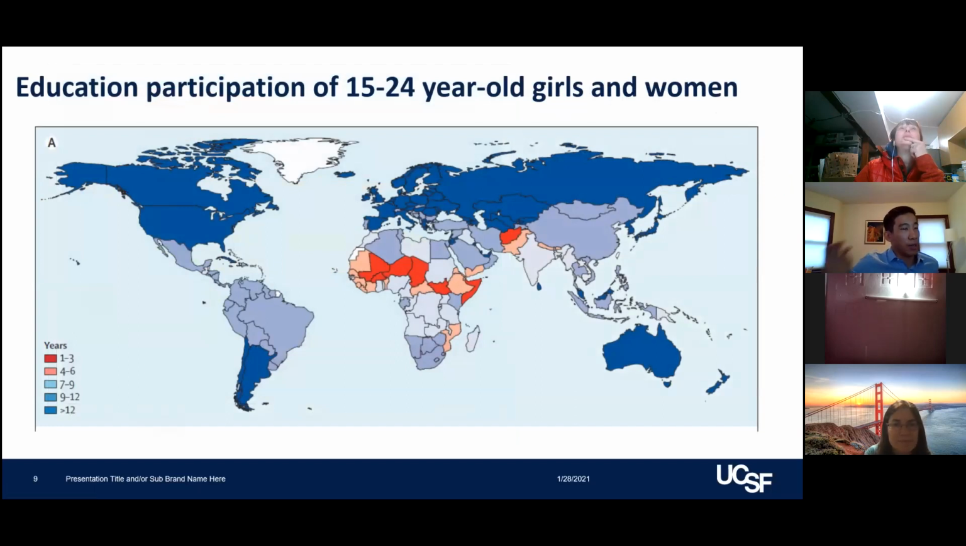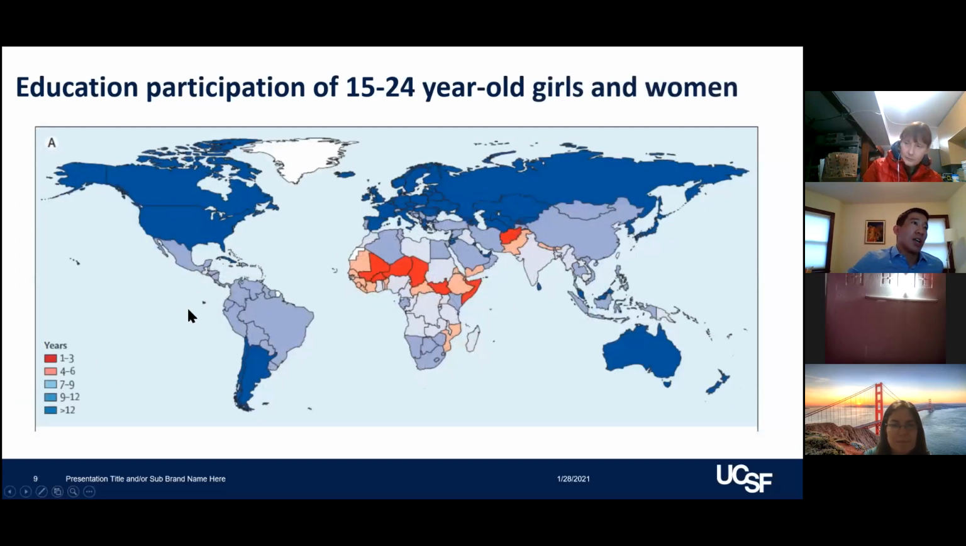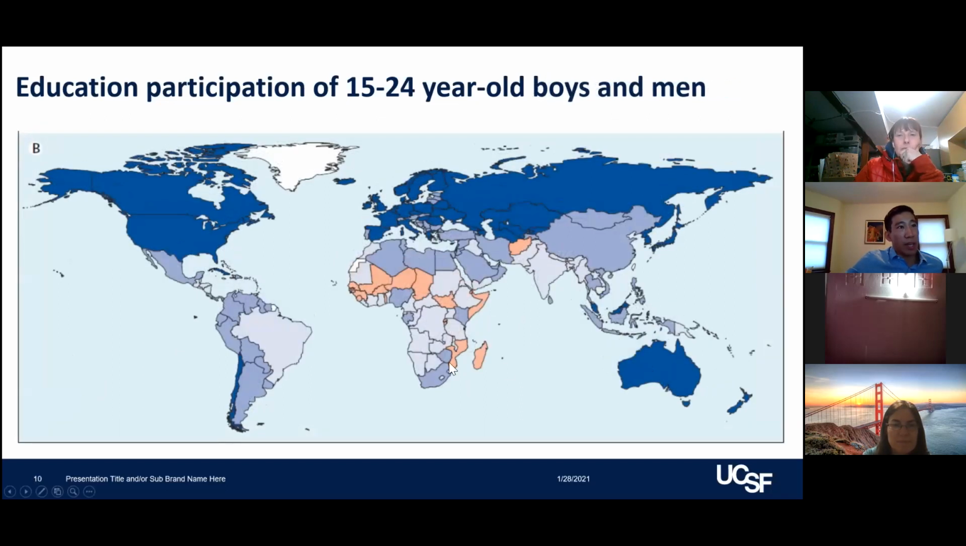One other interesting visual is this one, showing the average education participation of 15 to 24-year-olds, and this is looking at girls. This is just showing that in some areas, the average participation is 1 to 3 years or 4 to 6 years. This contrasts with boys; there are definitely gender disparities, with in general fewer average years of education for girls versus boys. And there are also differences by country and by region.